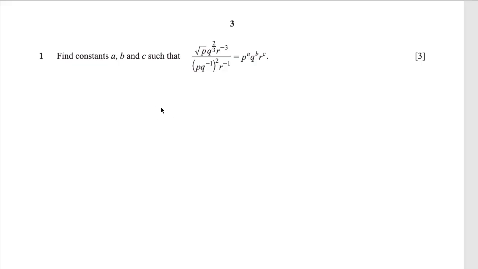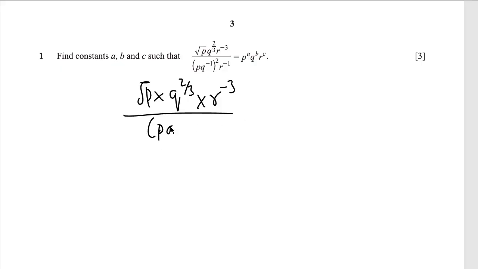So all we need to put in place here is to understand the laws of indices. We have the root of P times Q to the 2/3 times R to the negative 3, all over PQ to the negative 1 all squared times R to the negative 1, is equal to P to the A times Q to the B times R to the C. All we simply need to do here is to simplify.